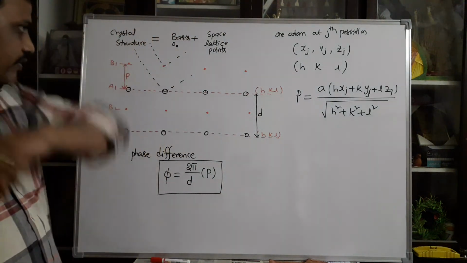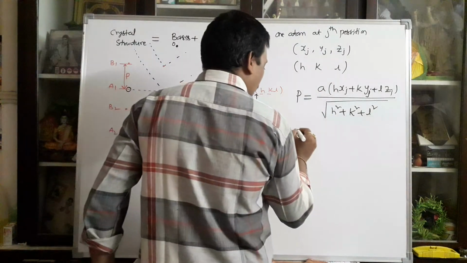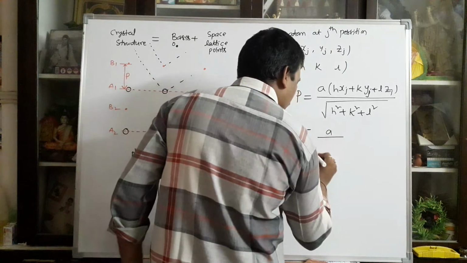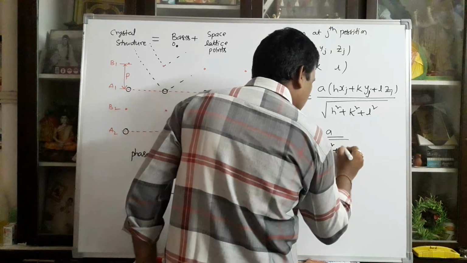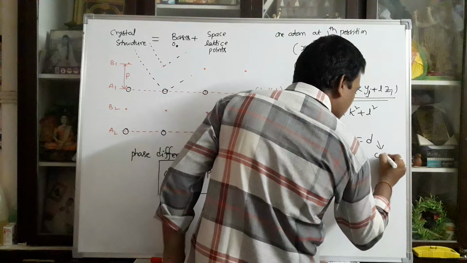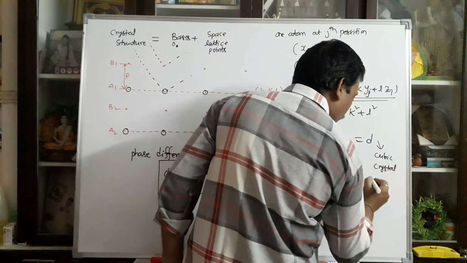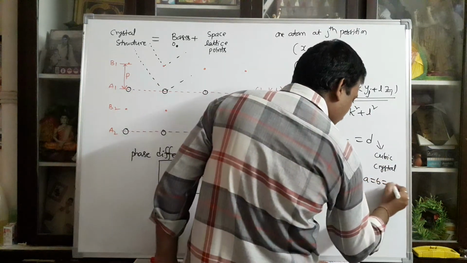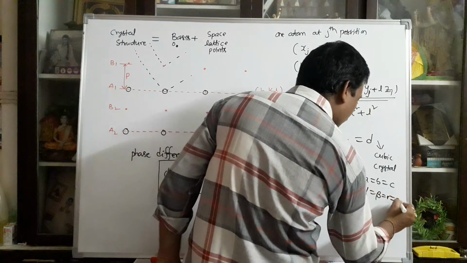We know from the Miller indices calculation that a by square root of h square plus k square plus l square is equal to d for a cubic crystal. Why are we taking it this way? For a cubic crystal, a is equal to b equal to c and alpha equal to beta equal to gamma equal to 90 degrees.